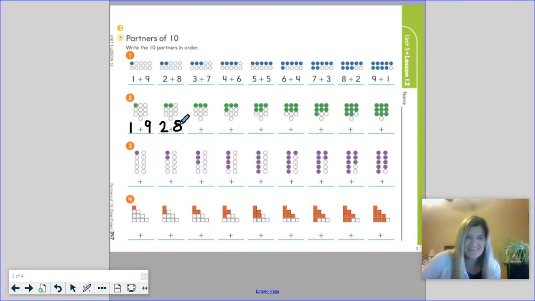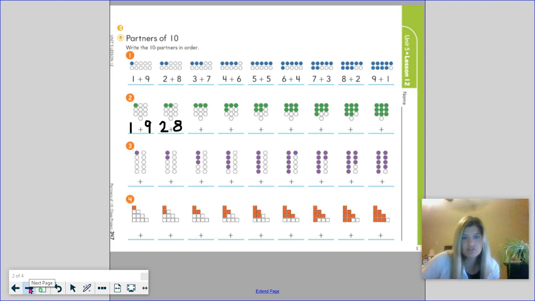Now, boys and girls, I think you can do the rest of this on your own, but I want to point out one more pattern that I'm seeing, and maybe you're seeing it too. If I look here, 1 plus 9, what did I write here? 1 plus 9. They're the same. 2 plus 8. What did I write here? 2 plus 8. Those are also the same. So, boys and girls, what this paper is doing is they're trying to help you memorize your partners of 10. So I think you can complete the rest on your own. When you're done, have a parent check your work. And then now I'm going to go on to the next page.